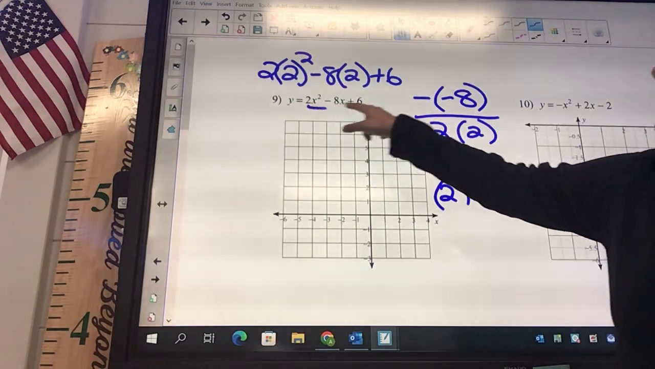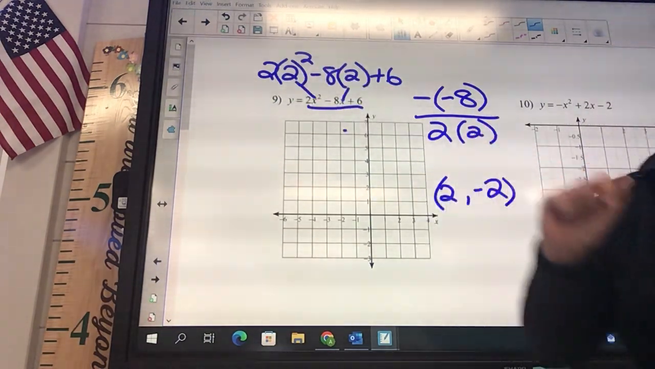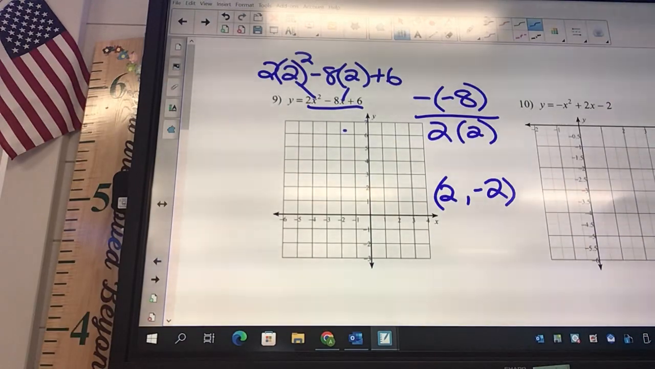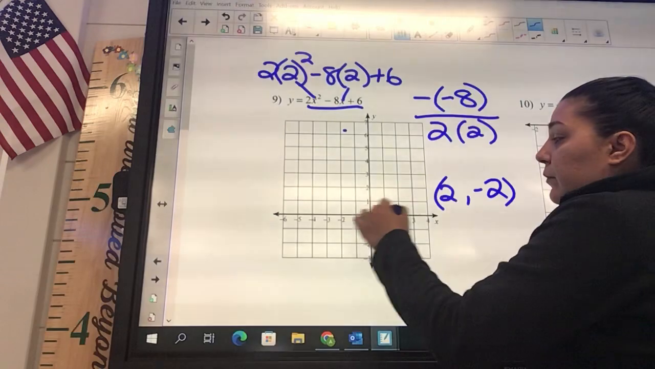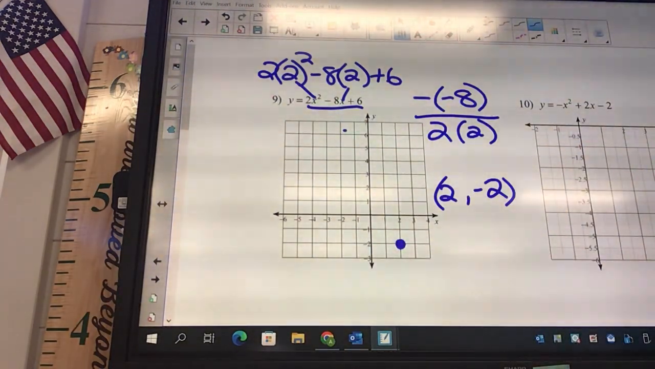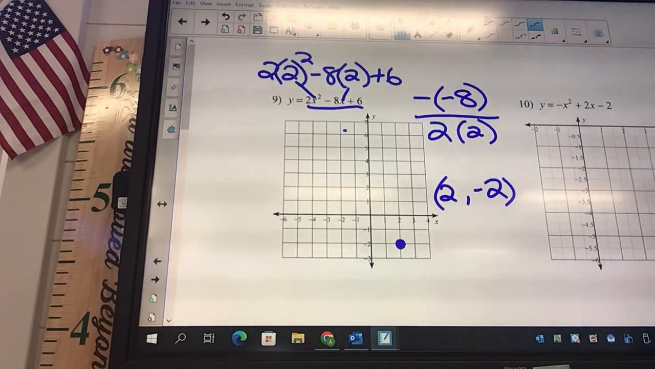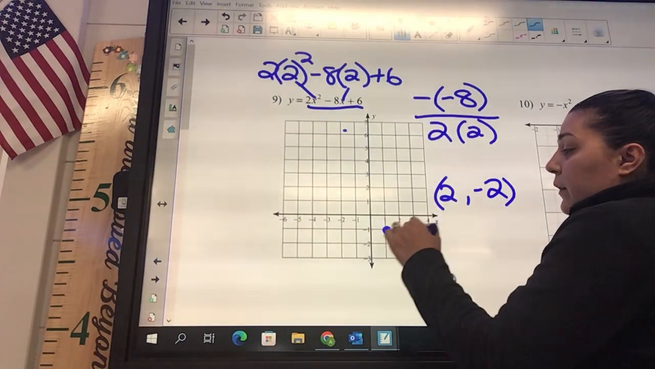We just took this, and everywhere there was an x, we plugged in 2. Oh, okay. It's not really a formula. Okay, so we're going to go to 2, negative 2, and put our dot. Okay, and then you're going to go up 1 over 1, and put your dots.